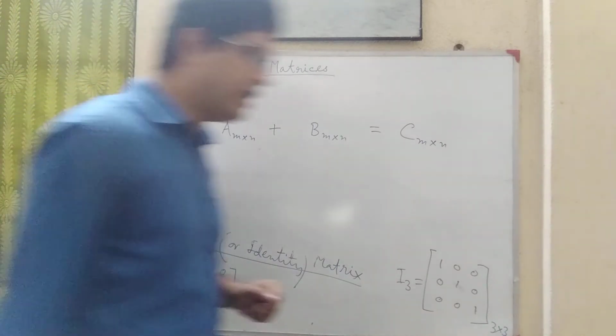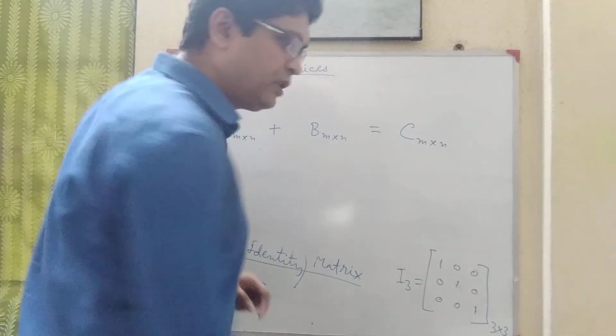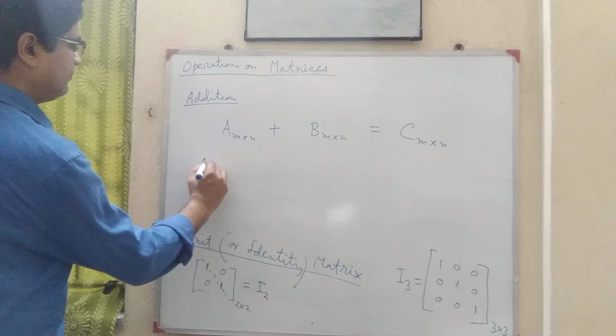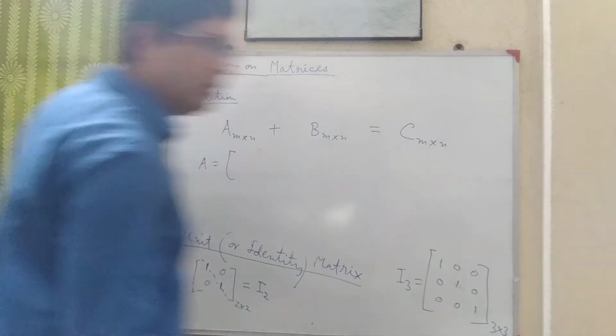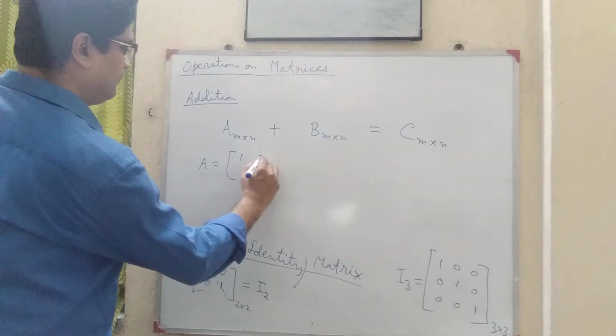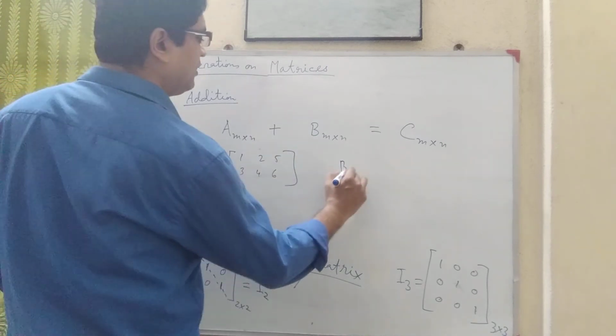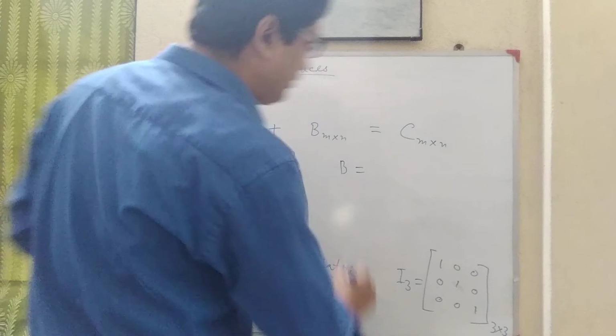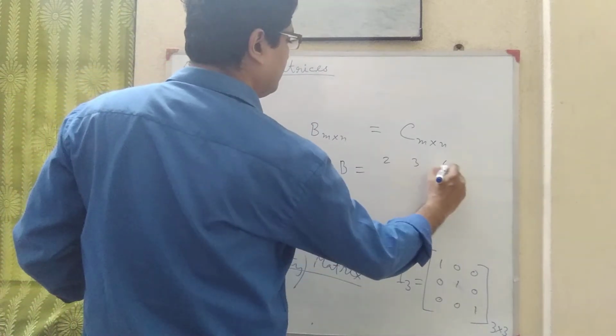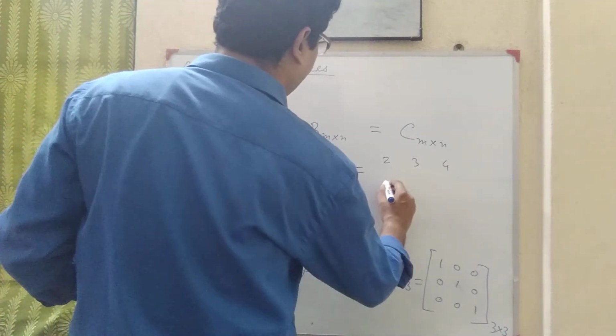So let's give an example. Suppose A is equal to 1 2 5, 3 4 6, and B is equal to, suppose, 2 3 4 and 5 6 7.